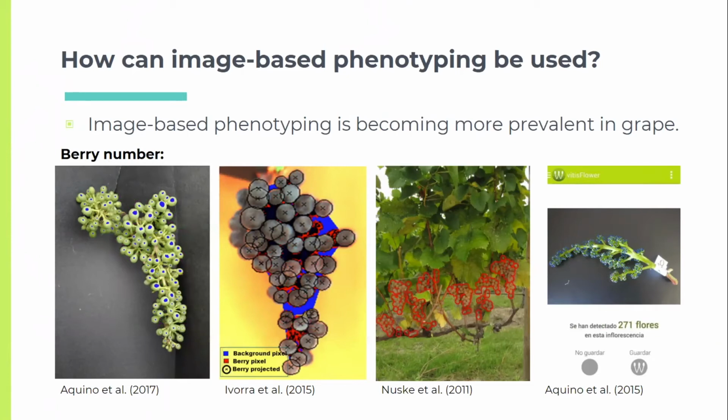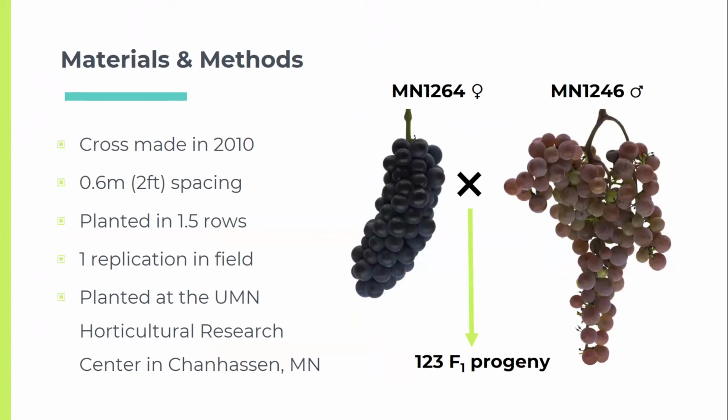Getting into my experiment, a Vitis gen population was used. If you're familiar with Soon Lee Tay's powdery mildew research, this is the same population used in that research. These are the two parents; it was a biparental population. We have two breeding selections, Minnesota 1264, the female parent, and Minnesota 1246, the male parent. As you can already see, they're very different for cluster compactness. They're markedly different phenotypes.